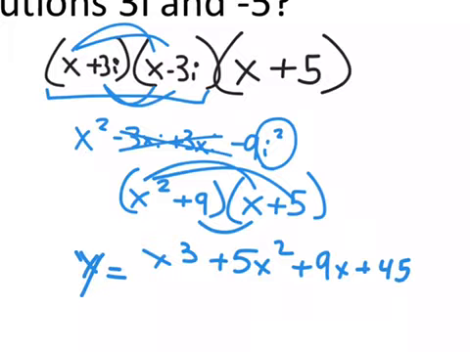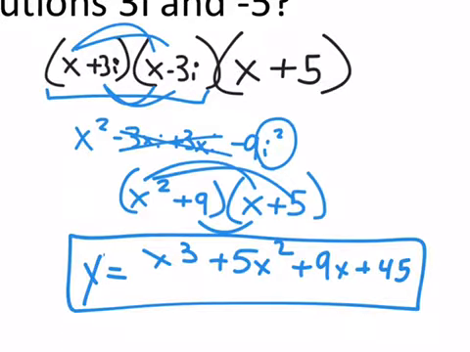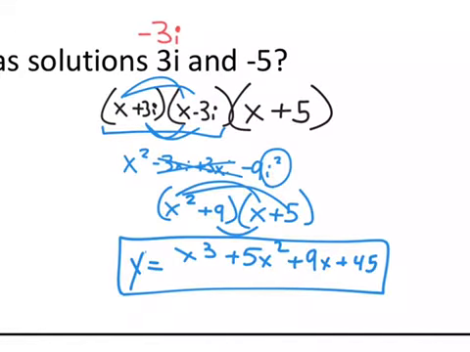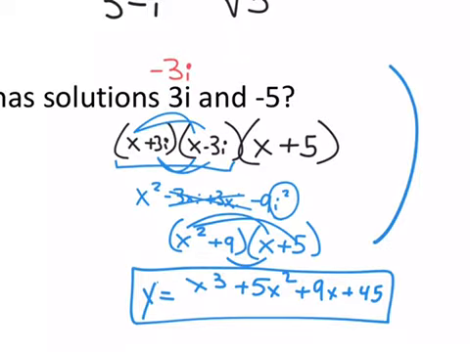So we just found the equation. It's supposed to be a y equals there. We just found the equation that would have the zeros at those exact spots. And it would be x cubed plus 5x squared plus 9x plus 45 has these as solutions.